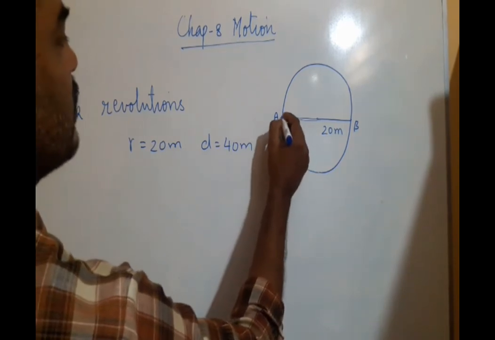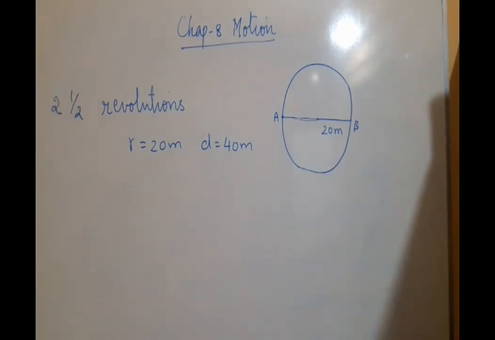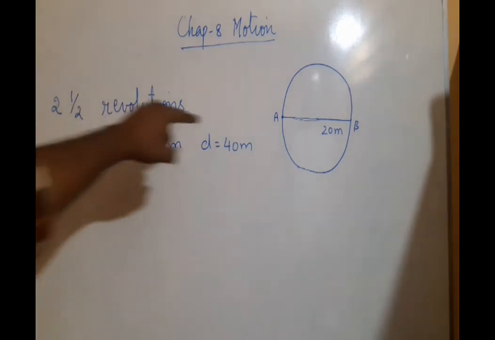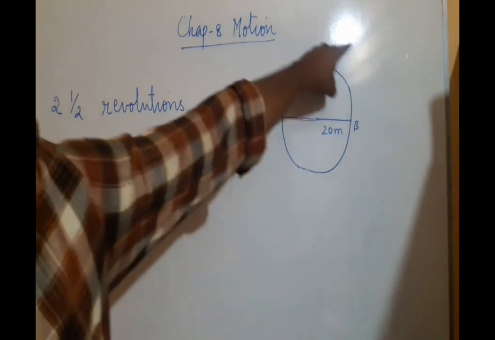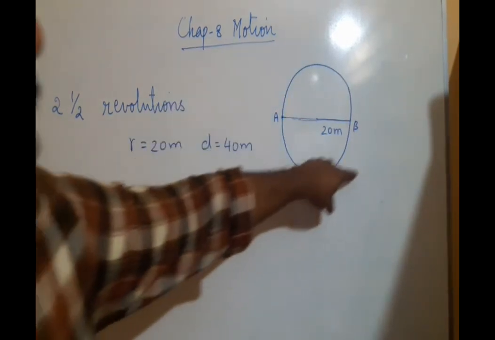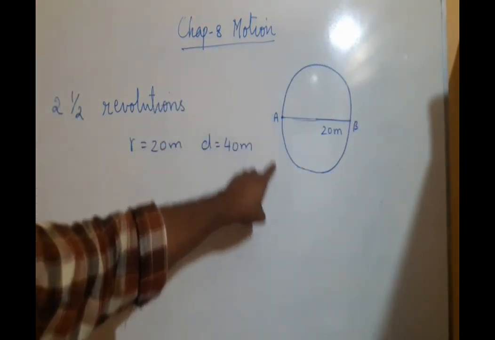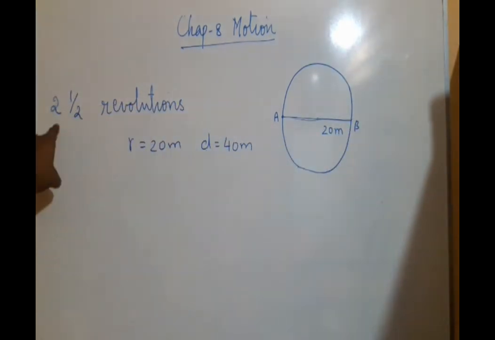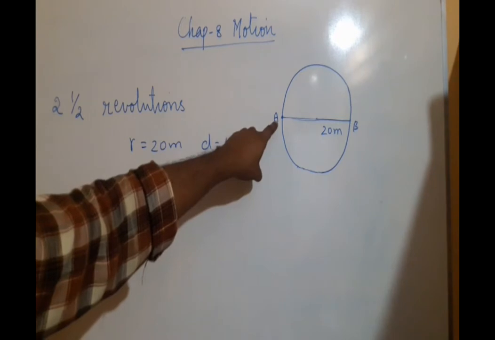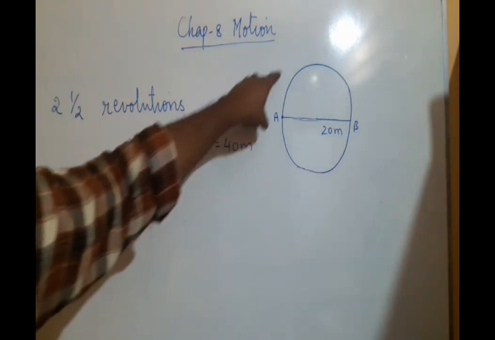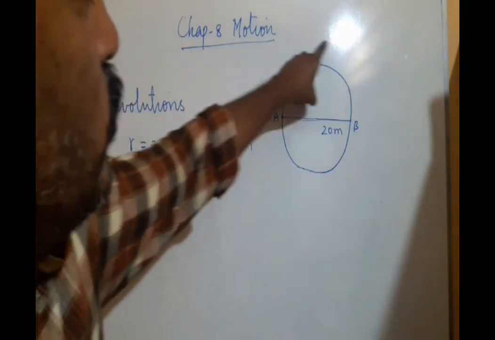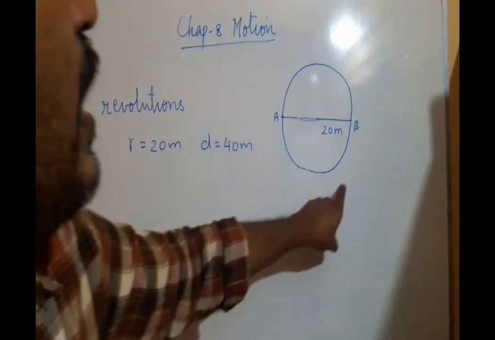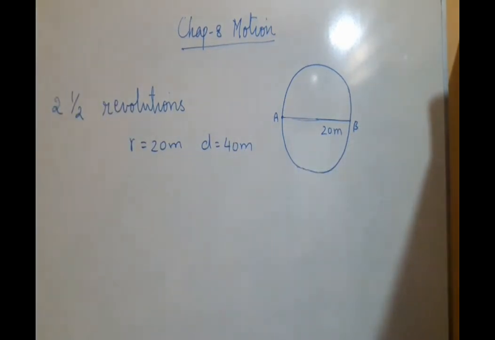Now let us say the runner starts from A and is running 2.5 revolutions. So what is 2.5 revolutions? He starts from A, he takes one revolution, then he takes a second revolution, and in the third he runs only half, making 2.5, so he ends at B.